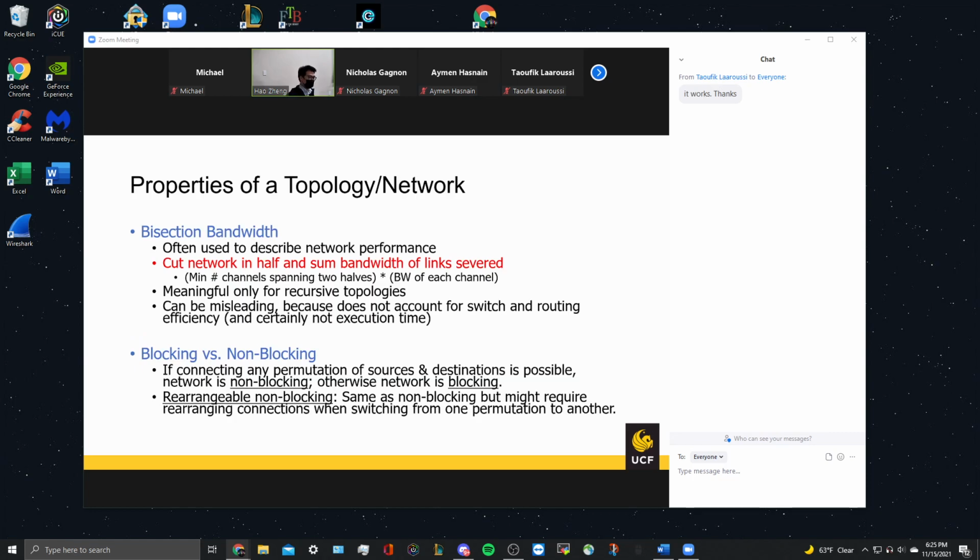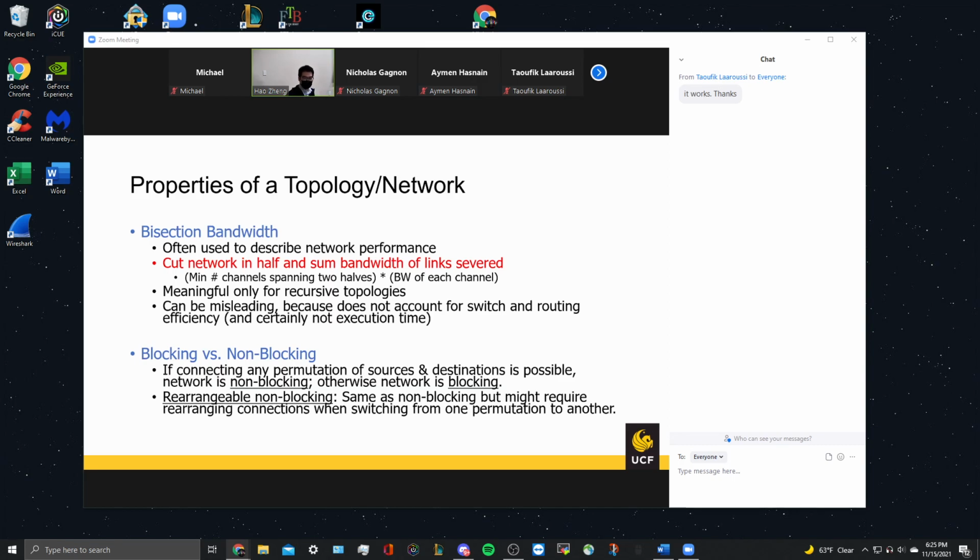And also we need to consider the bisection bandwidth, often used to describe the network performance. We will go over this kind of metric later. Basically, the bisection bandwidth means we cut the network in half and sum the bandwidth of the links served. This is a very important thing. The last one is blocking or non-blocking. If connecting any permutation of the source and destination is possible, the network is non-blocking. Otherwise, the network is blocking.